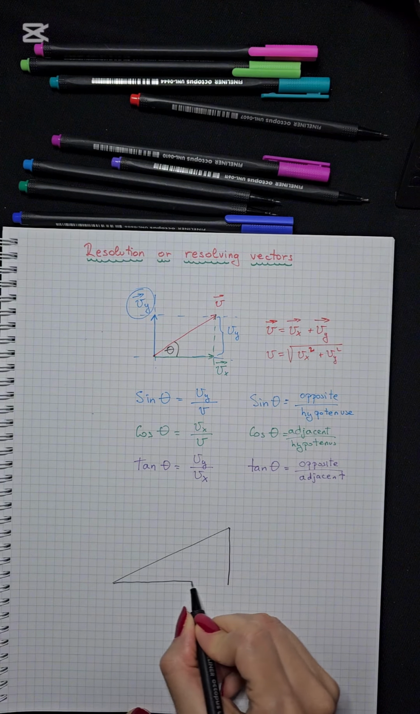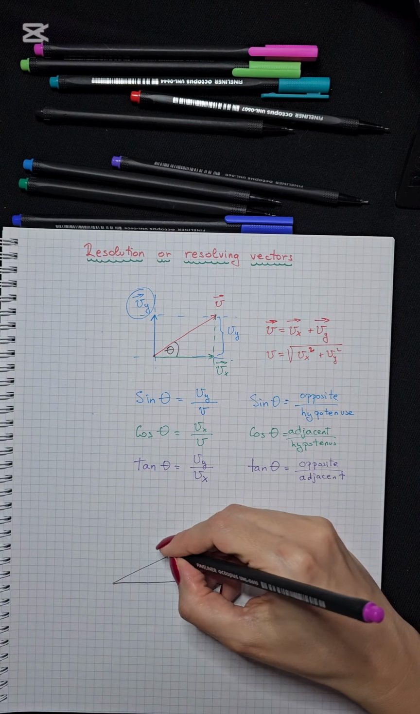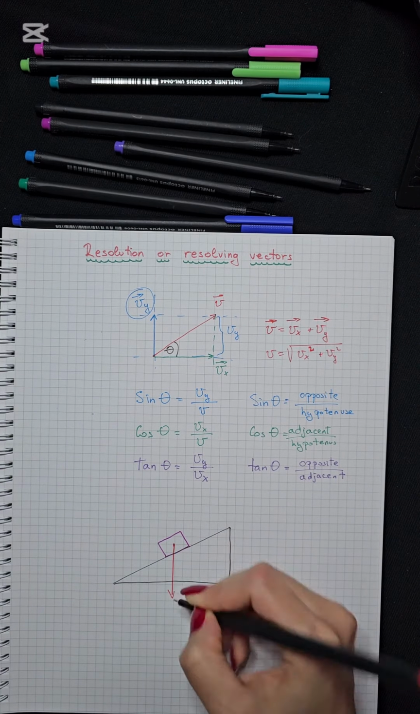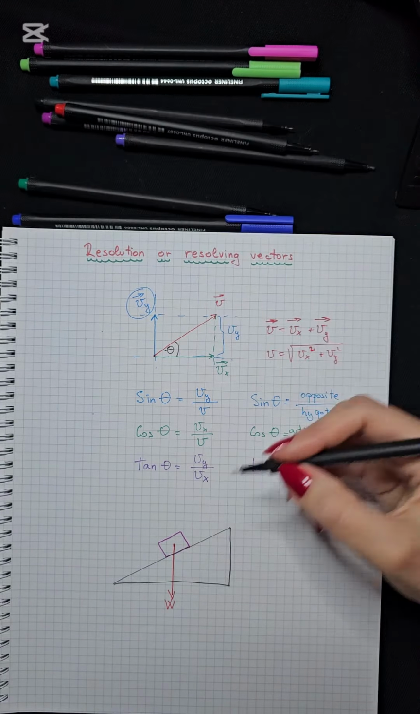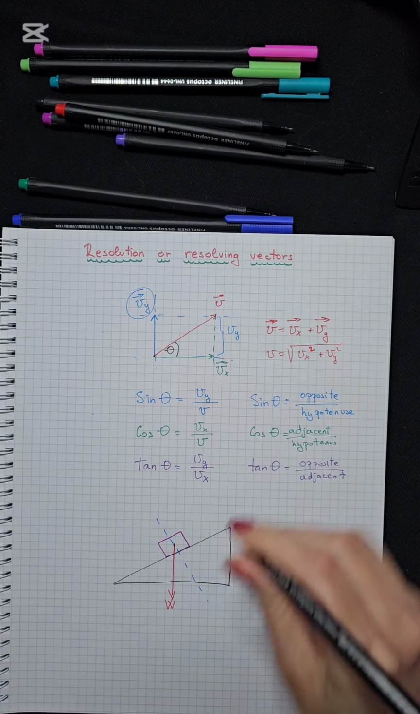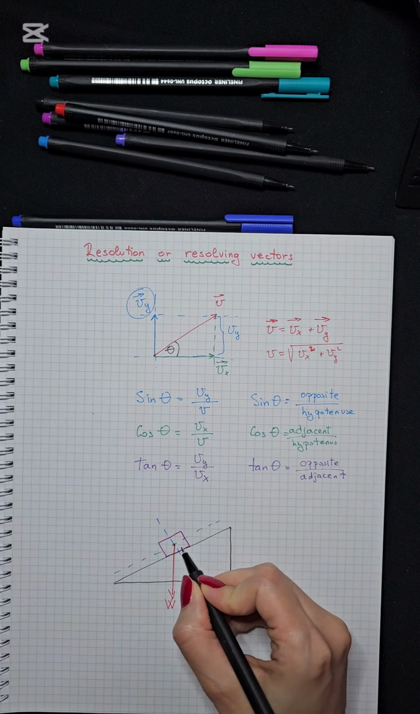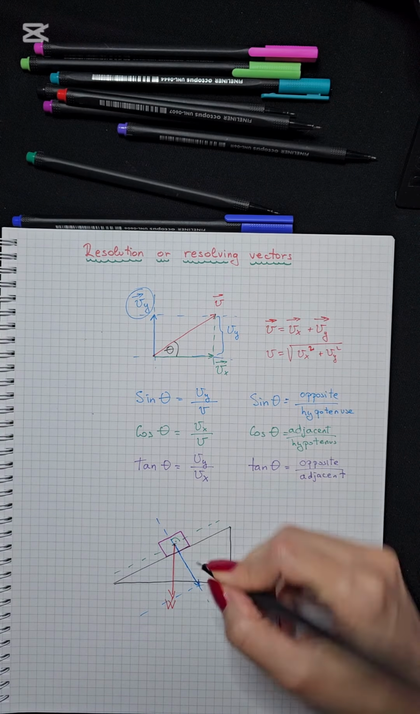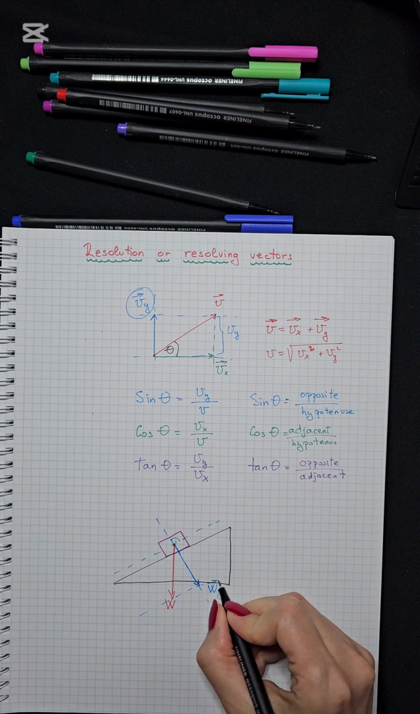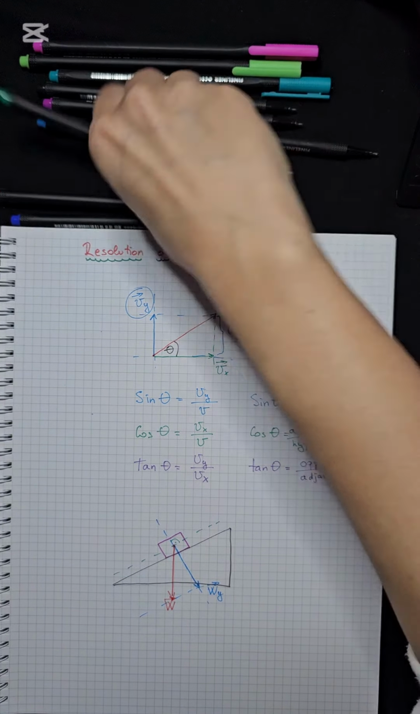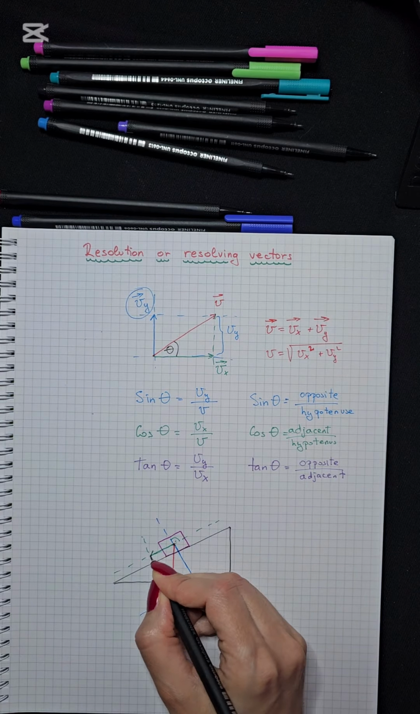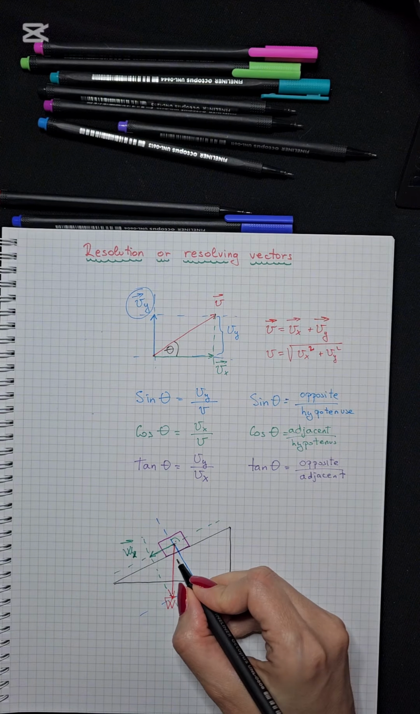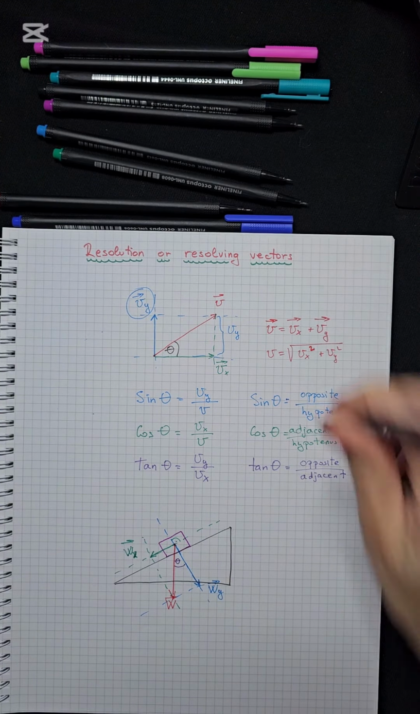Another situation is if we have some object on a slope. For example, some box is on a slope, so its weight is downwards. But usually we will need to resolve this vector on the x and y axes by creating, again, a rectangle, so the angles are right between these lines. So here we have the wy vector, and here we have the wx vector, which are the x and y components of the weight of the box.